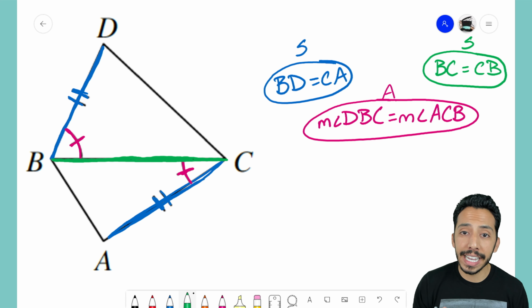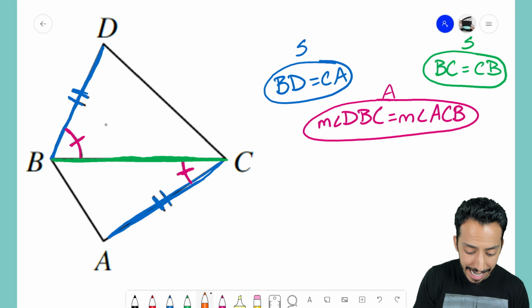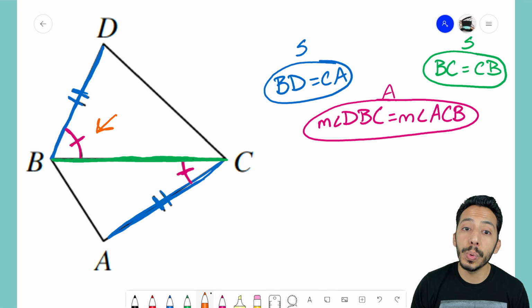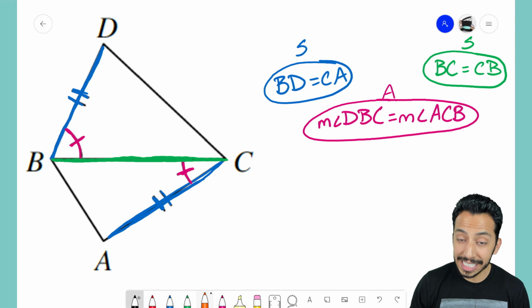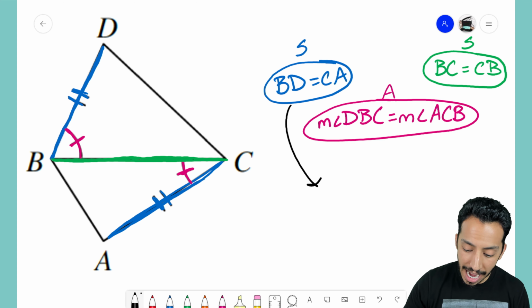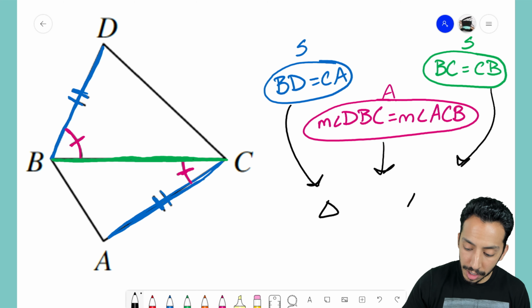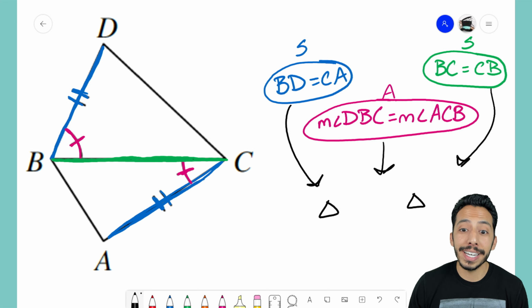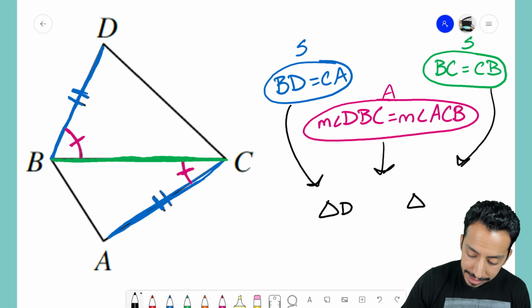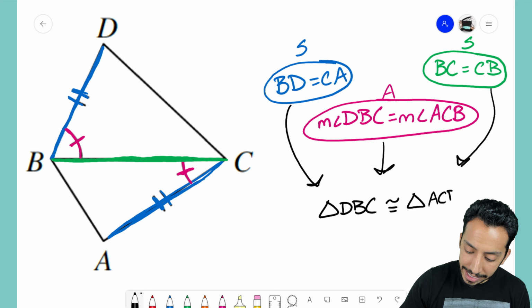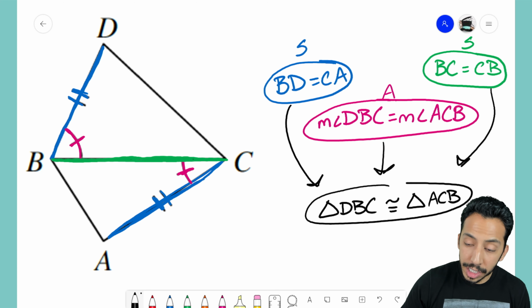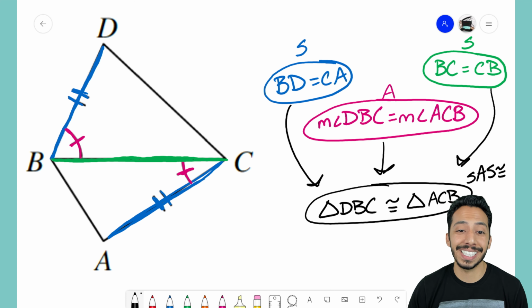Look at this: it's side, angle, side, because I have this angle that's in between the two sides. So since I have side, angle, side, I know for a fact that these two triangles are congruent. Let's write it out then. We have triangle DBC is congruent to triangle ACB. And what did we use to show that they were congruent? Well, we used side, angle, side congruency.